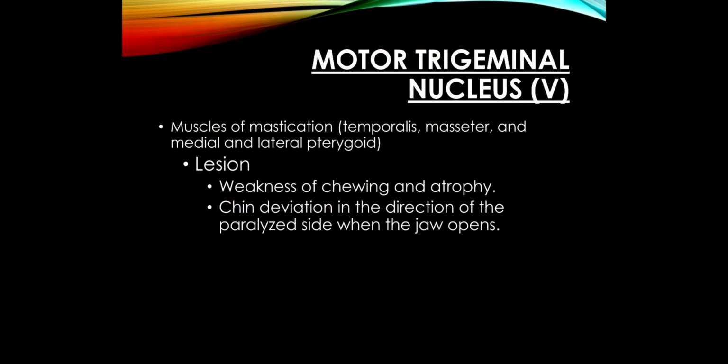So the motor trigeminal nucleus we've already talked about supplies the muscles of mastication, the chewing muscles, temporalis, masseter, and the pterygoids. And we've already discussed that if you have a lesion of the trigeminal nerve or of the motor trigeminal nucleus, you're going to get chin deviation, and it's going to deviate in the direction of the paralyzed side, and you can observe this when the patient opens their mouth. So it's just like a hypoglossal lesion in that the tongue deviates toward the side of the lesion.